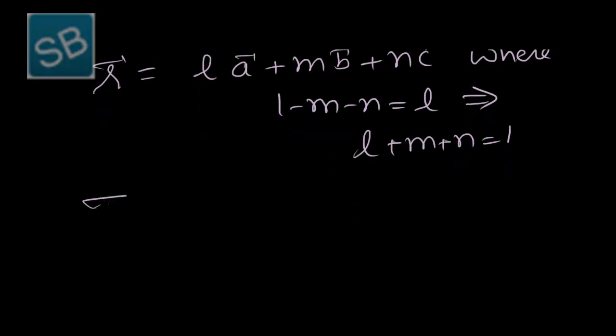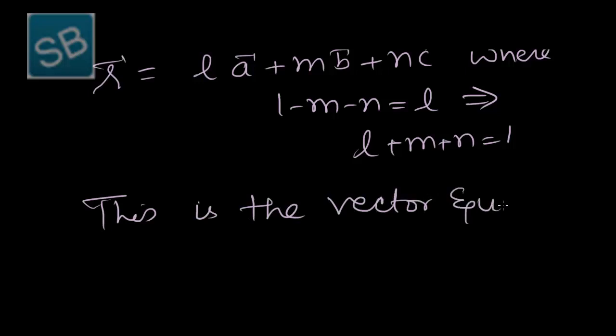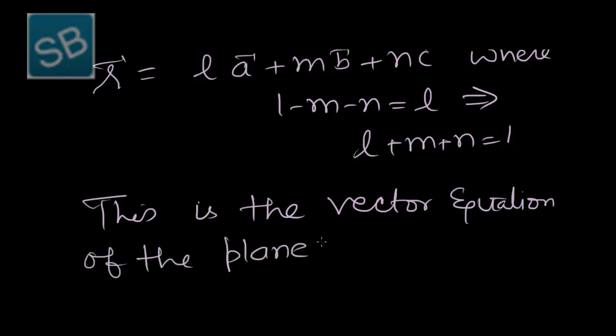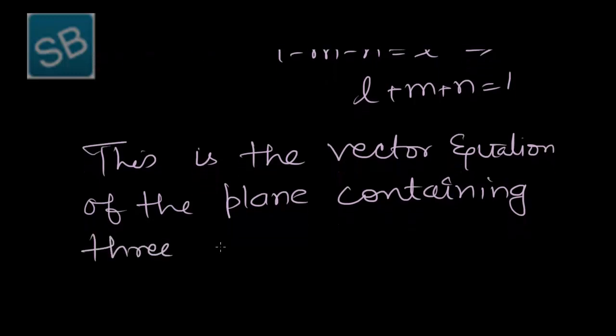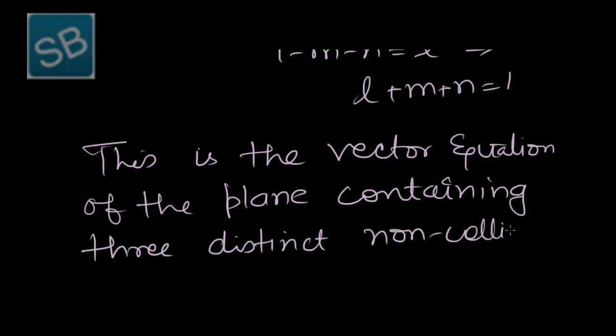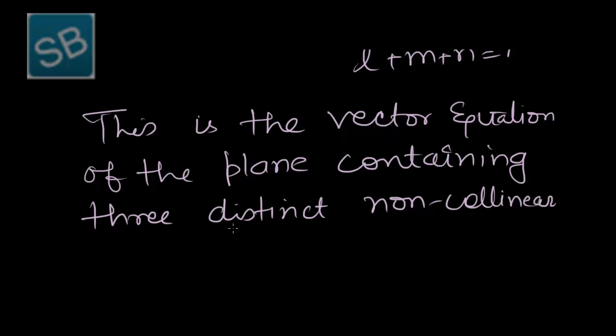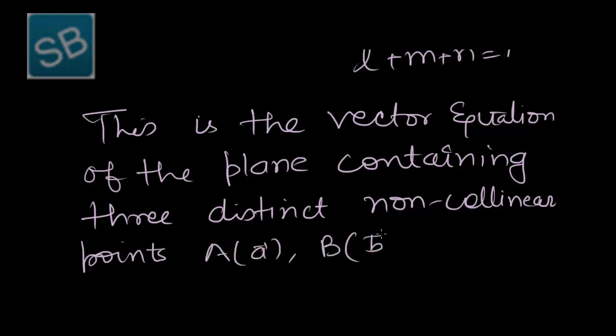So this is the vector equation of the plane containing three distinct non-collinear points A with position vector a, B with position vector b, and C with position vector c. So this is the required vector equation of a plane.